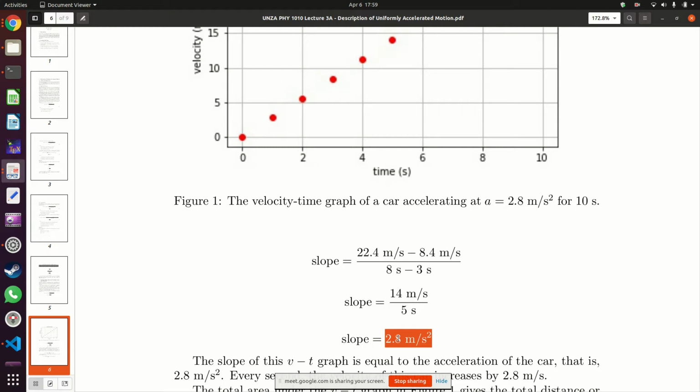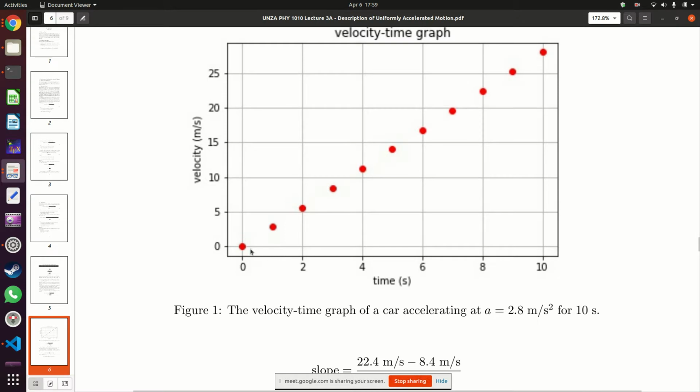That's why, as the topic says, description of uniform accelerated motion. When something is uniform, it means that something is the same or it's constant. So throughout these 10 seconds, our assumption is that the acceleration is the same.